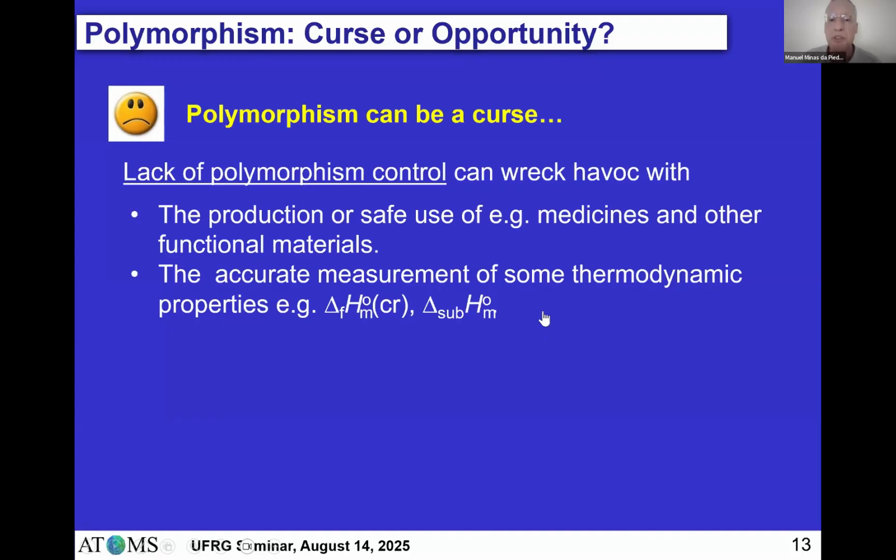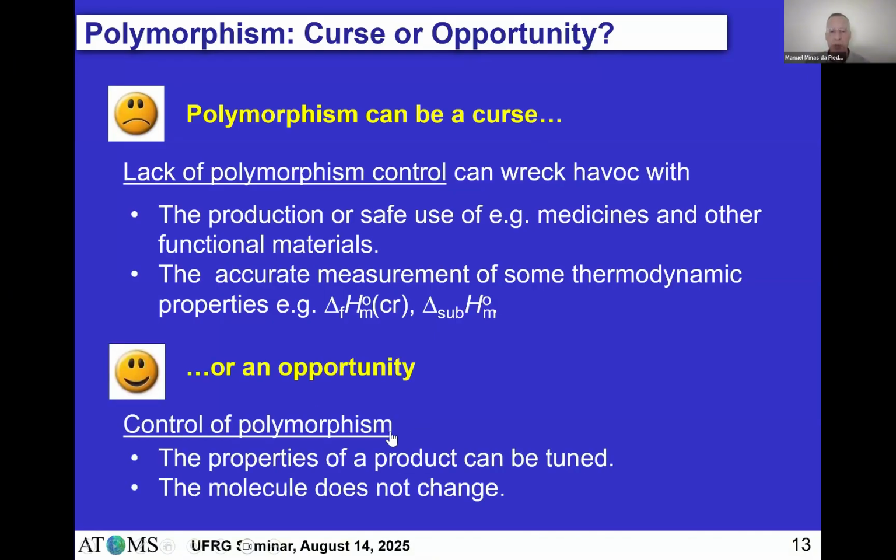If you look at Jim Chico's compilation on entropies of sublimation, it's not a curated database, but you can have a look and see that there are very, very large discrepancies in many cases. And probably some of these discrepancies are due to the fact that the measurements were made without the persons characterizing the crystal form that they were using. Okay? So polymorphism can be a curse if you don't pay attention to it, but it's also an opportunity, because if you control polymorphism, you can in principle tune the properties of a product without changing the molecule. Okay?